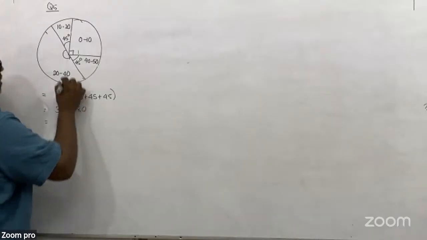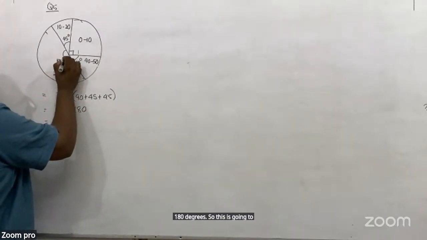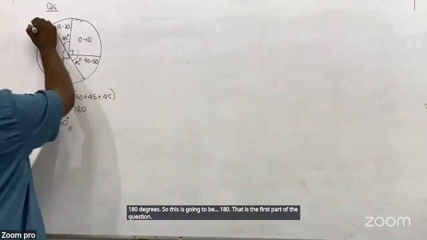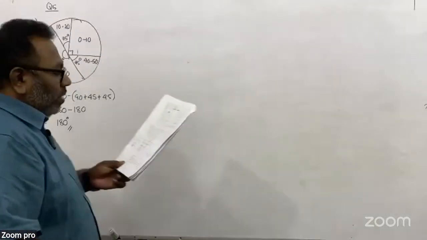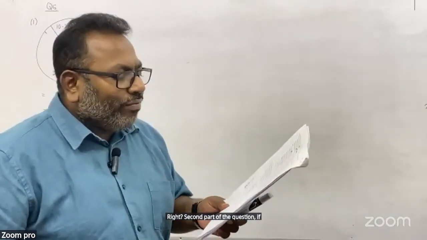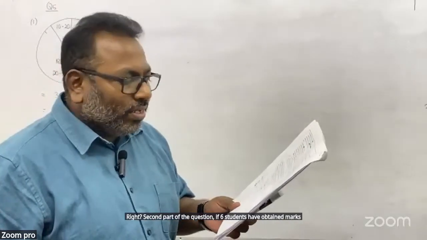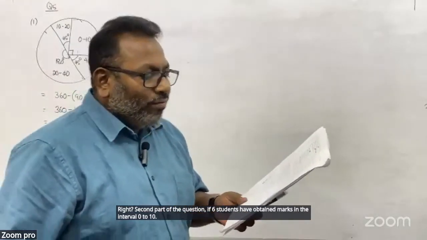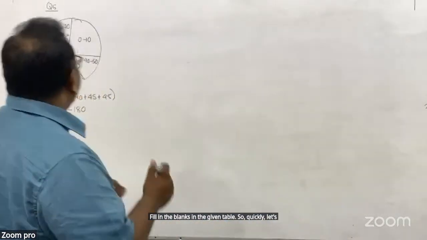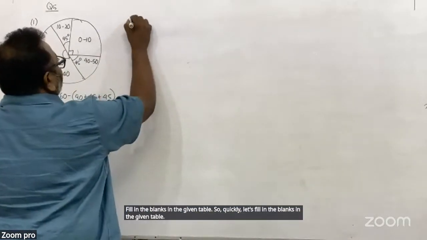180 degrees. So this is going to be 180. That is the first part of the question. Second part of the question: if 6 students have obtained marks in the interval 0 to 10, fill in the blanks in the given table.